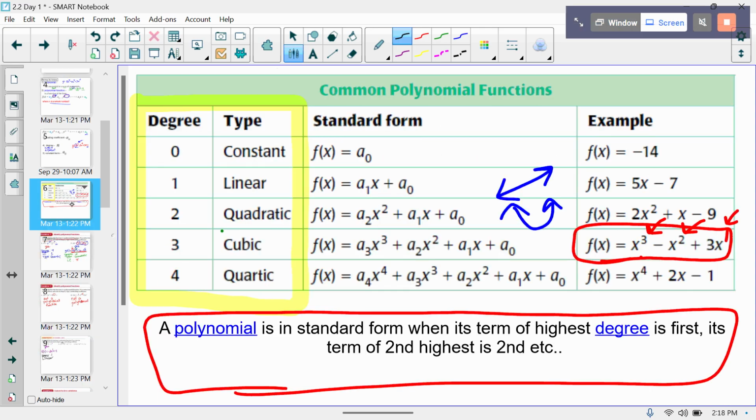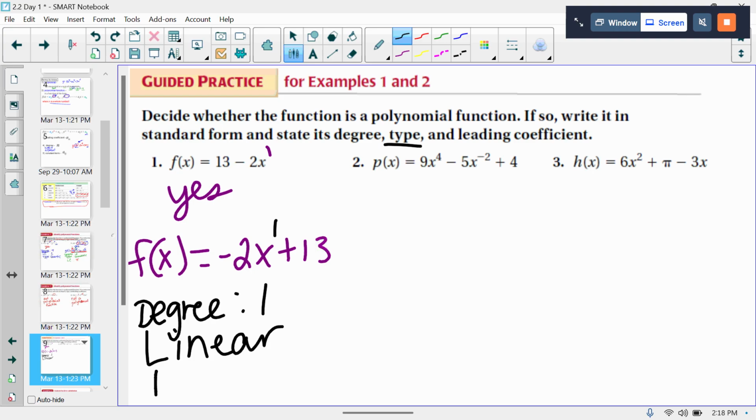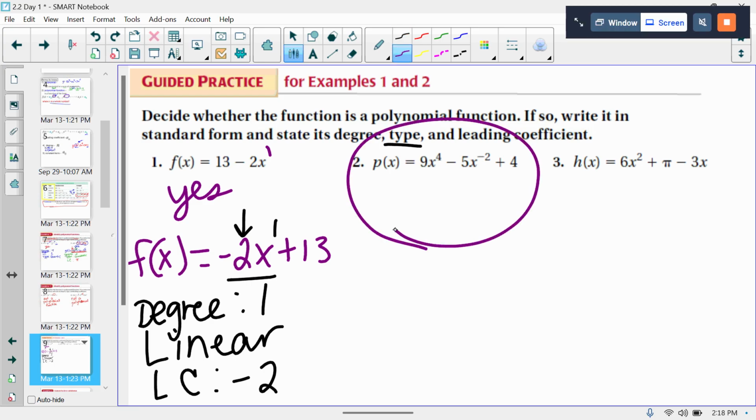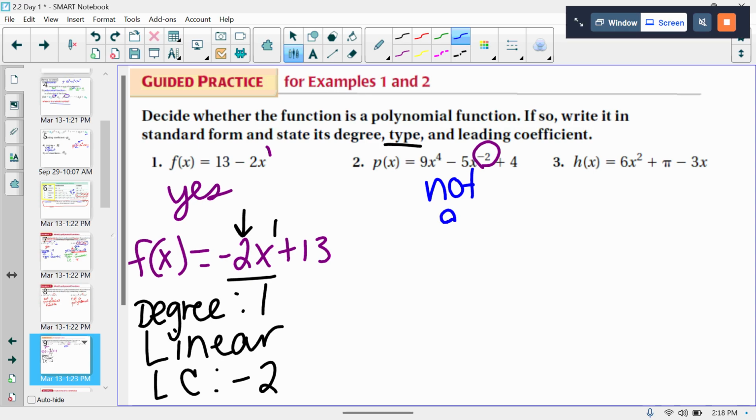How do I know that? Look to the table if you don't know that vocabulary, okay? And then the leading coefficient would be this number, negative 2, the coefficient on the term that has the highest degree. What about the next one? Tell me whether you think it's a polynomial or not. And it's not, because we have a negative exponent. That's not allowed. The exponents have to be whole numbers. So it's not a polynomial.